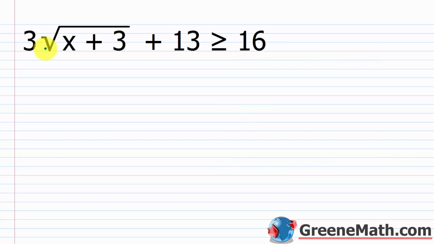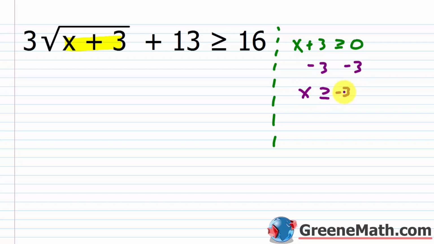So we have that 3 times the square root of x plus 3, plus 13 is greater than or equal to 16. So the first thing I would do with this type of problem is find the domain restriction. So we would take this expression here for our radicand, this x plus 3, and we would say it has to be greater than or equal to 0, right? This is what we're going to accept as values for x. So let's subtract 3 away from both sides of the inequality. We're going to find that x must be greater than or equal to -3.